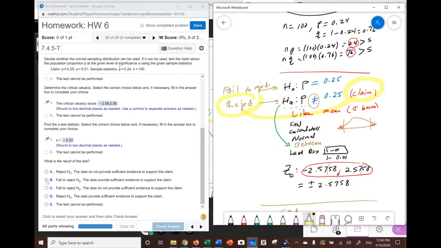Let's look at options A, B, C, D, or E. Notice that in A and D, they say reject H naught. We're saying don't reject H naught. So it's going to be either B or C: fail to reject H naught.